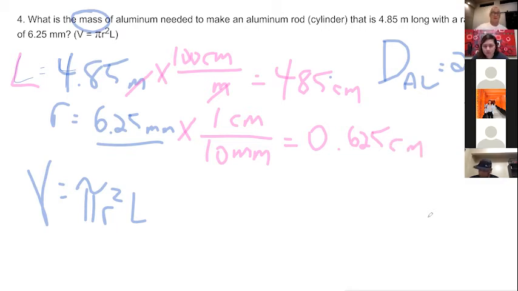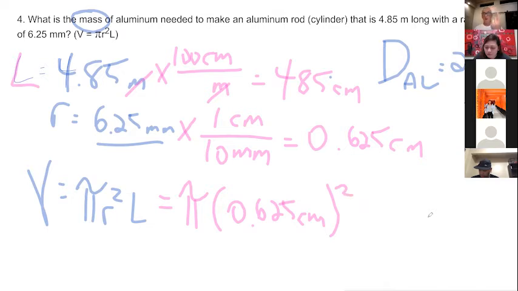So now we just plug these into our equation. We have pi, and your calculator probably has pi on it. And then 0.625 centimeters. And remember, we're going to square that, so we're going to square both the number and the unit. And we're going to multiply that by 485 centimeters. So what's our volume? A, what's our volume? B, what are the units?